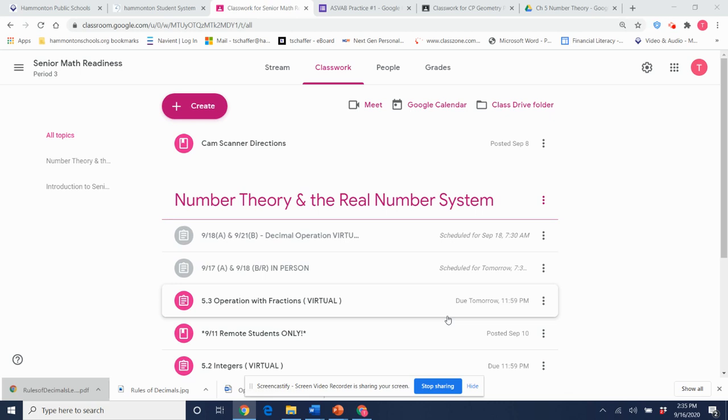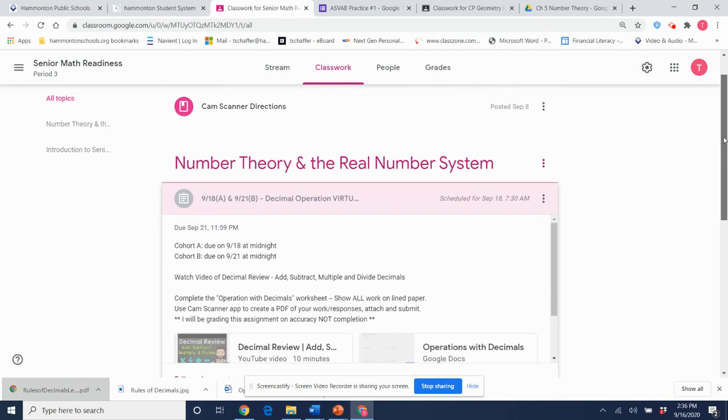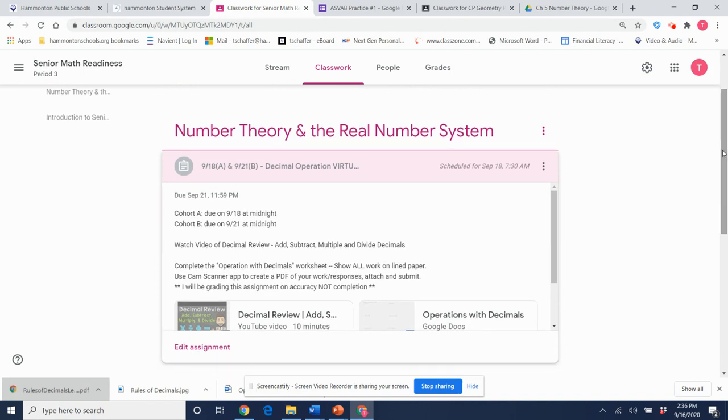Okay, so today you guys are going to be learning about decimal operations. We're going to do it a little bit different than what we did the last couple of times. So today, this assignment will pop up. If you are in cohort A, you should be completing this on Friday, 9/18. And if you are in cohort B, you should be completing this on Monday, 9/21.